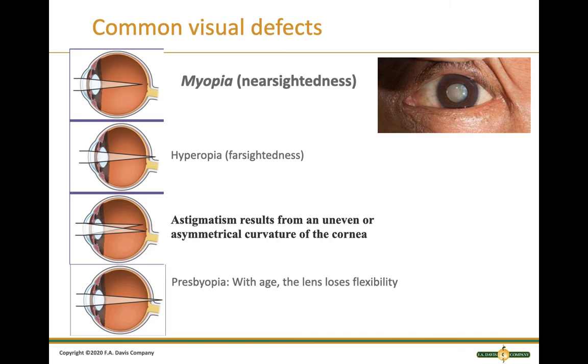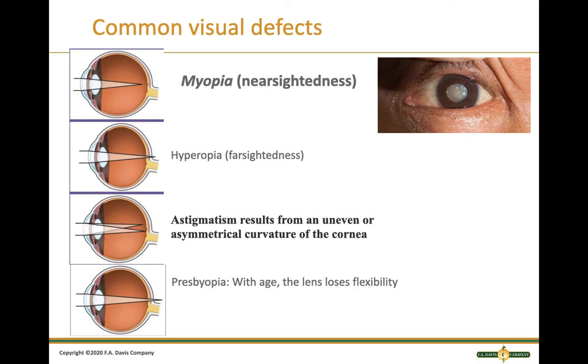Astigmatism results from an uneven or asymmetrical curvature of the cornea, so you can see the light is not focused in the right place. These first three, those can all be corrected with glasses or contacts very easily.